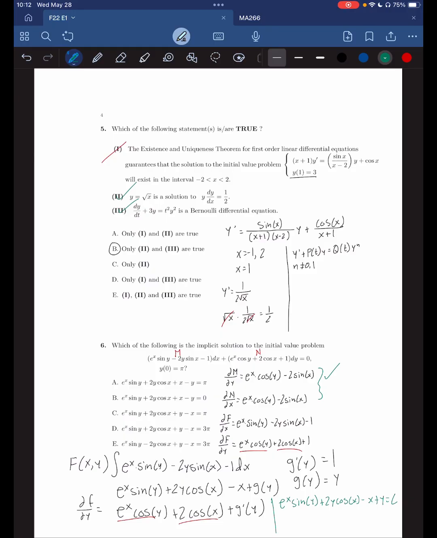Now let's plug in our initial value, right? So y of 0 is equal to pi. So let's just plug in x equals 0. And that's when y is pi. So e to the 0 is 1, sine of pi is... 2 times pi is 2 pi, and cosine of 0 is 1. Minus 0 plus pi.